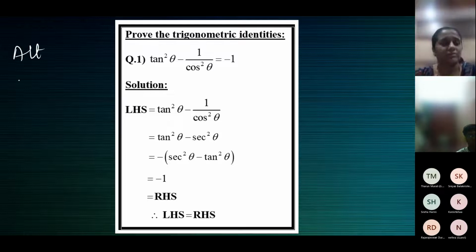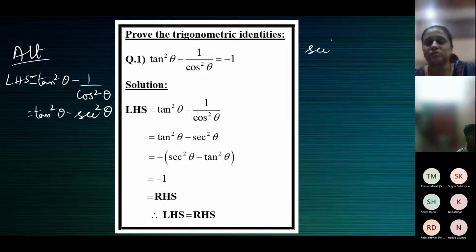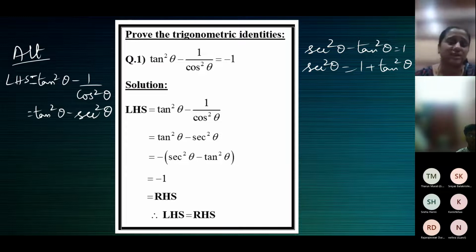again, another way can be to take up the LHS, tan square theta minus 1 by cos square theta. This is the left hand side. Tan square theta minus 1 by cos square theta. So this is equal to tan square theta minus 1 by cos square theta, secant square theta. Now you know the identity. Secant square theta minus tan square theta is equal to 1. This is the identity. So from this, what is secant square theta? It is equal to 1 plus tan square theta. Transpose. Secant square theta is equal to 1 plus tan square theta.